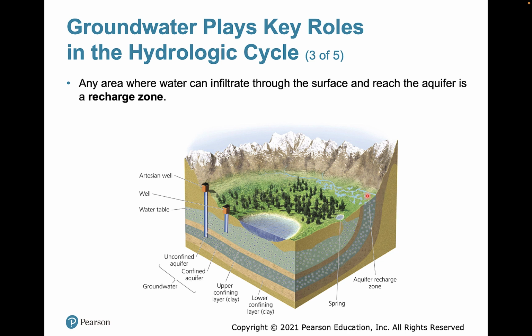Any area where the aquifer is close to the surface, where the water gets into the aquifer, is called the recharge zone. Confined aquifers are between two layers of impermeable clay, which puts pressure on that water, so you get what they call an artesian well. It's a spring, it just comes up, versus an unconfined aquifer where there's no layer over top.